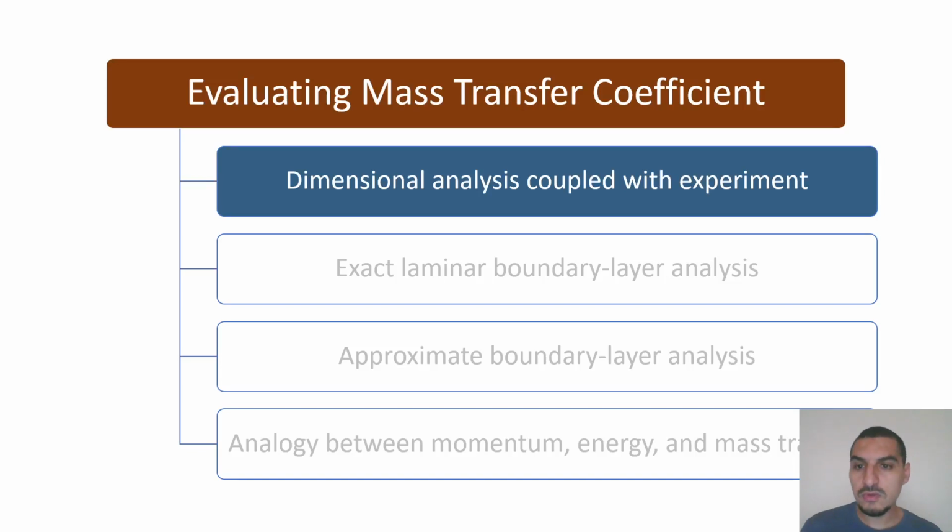Hello everybody. So now we are going to start with the first method that we are going to use to predict or get an idea of the shape of the equation that we can use to calculate the mass transfer coefficient. And this method is called dimensional analysis coupled with experiments. And I think this is a common method that has been discussed in fluid mechanics and heat transfer courses for those who have taken these courses before.